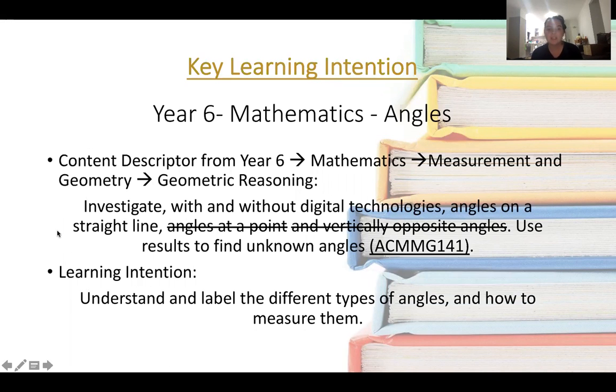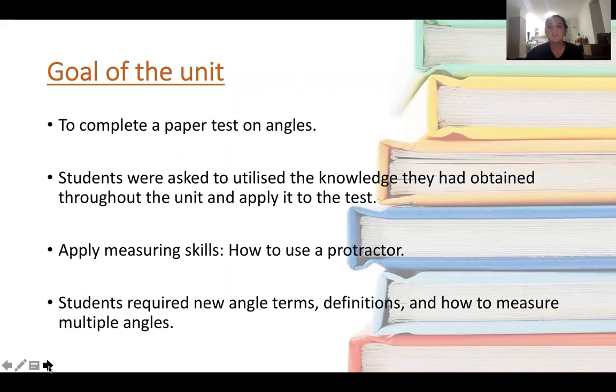So the key learning intention: I did year 6, mathematics, and angles. The content descriptor was to investigate, with and without digital technologies, angles on a straight line. The learning intention I used for the sequences was to understand and label the different types of angles and how to measure them. The goal of the unit was to complete an end of unit paper form test.